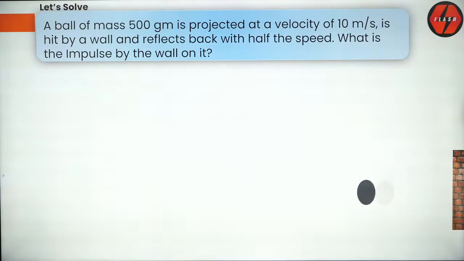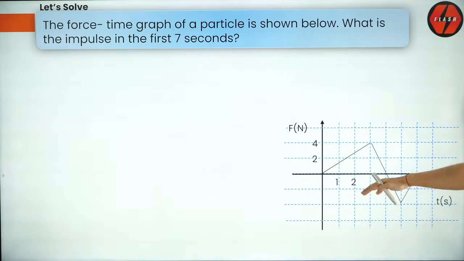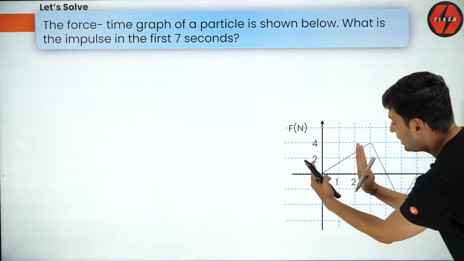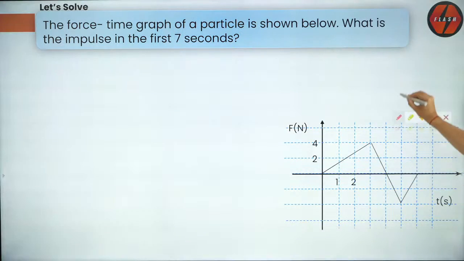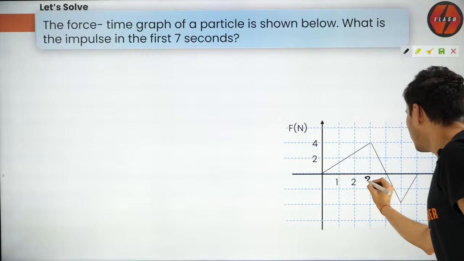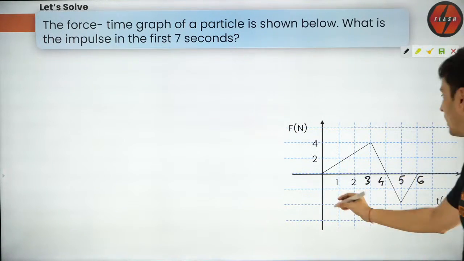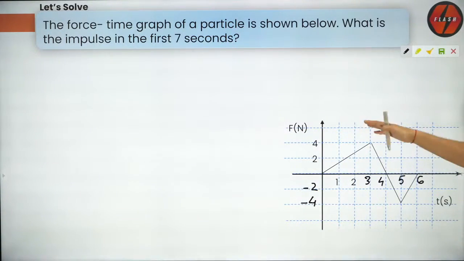Very good. So going to the next question coming up on your screen now. So there is a graph given. Understand, each block's height is 2 Newton, but each block's width is 1 second. So keep that in mind. The graph goes till 4 and that is at 3 seconds. If you want, I can write down the times in case you're not able to see it clearly. Alright, so this is 3, this is 4, this is 5, and this is 6. And this will be minus 2, and this will be minus 4. Alright, that's how it is.